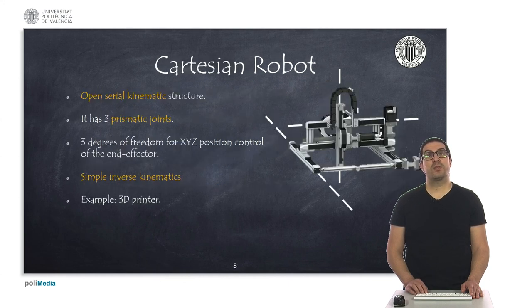The Cartesian robot is a robot formed by 3 prismatic joints, in this case also in an open kinematic chain structure, although in some cases there are some supporting rails, but they do not affect the robot kinematically.